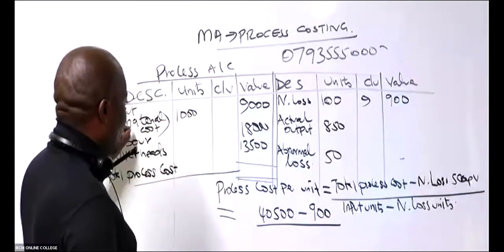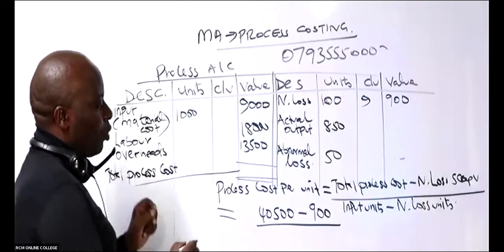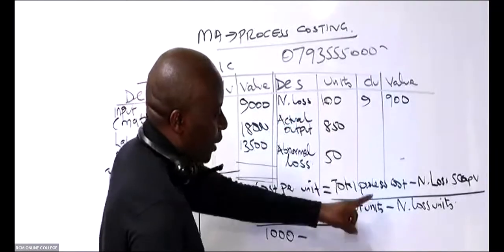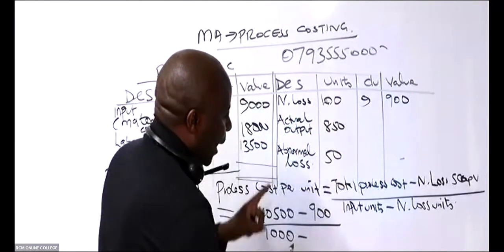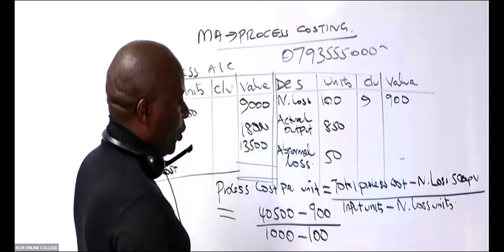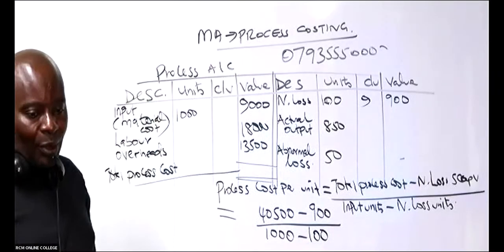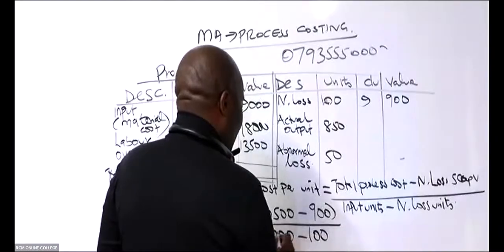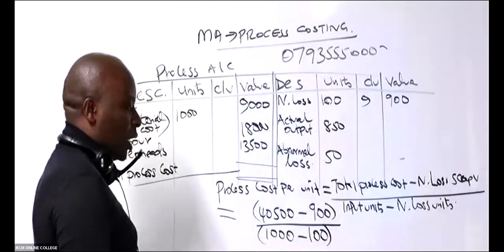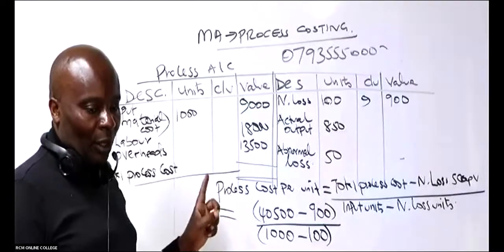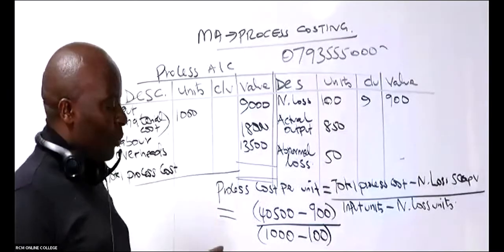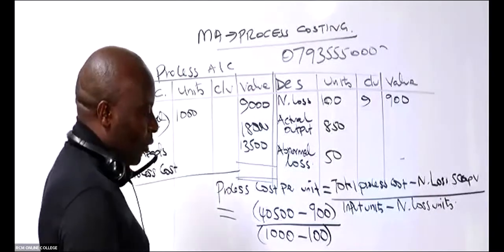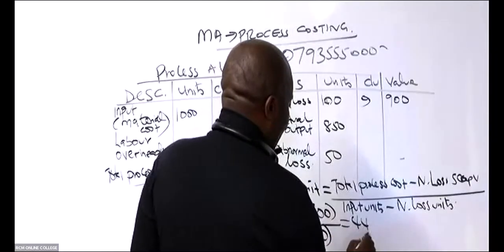Input units are these material units. The material units were 1,000, minus the normal loss units, which are 100. So is there someone who is able to work this out until they give us the final answer? Open brackets, 4,500 minus 900 close, divided by open brackets, 1,000 minus 100 close. Ninjas are giving me a figure of 44.